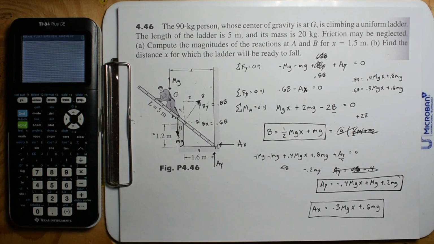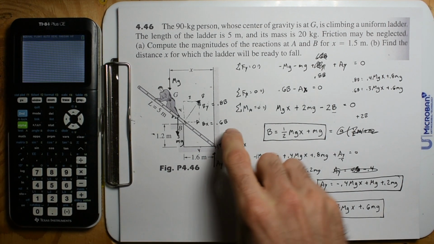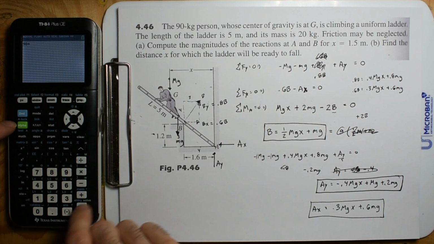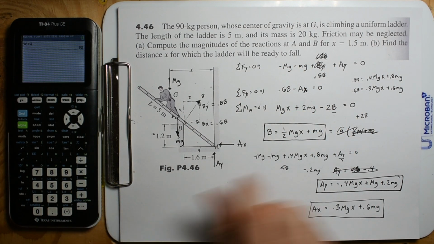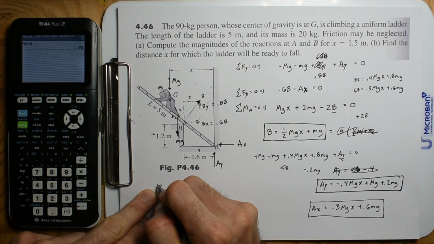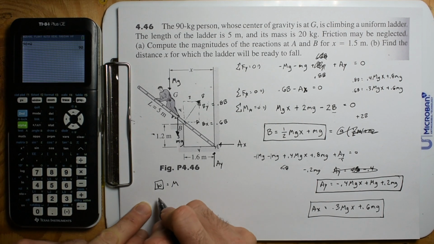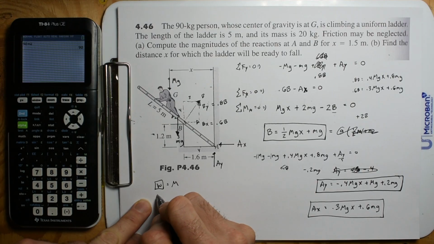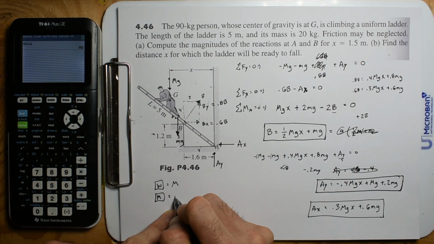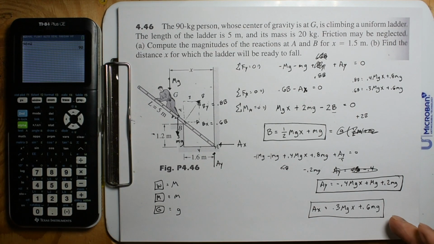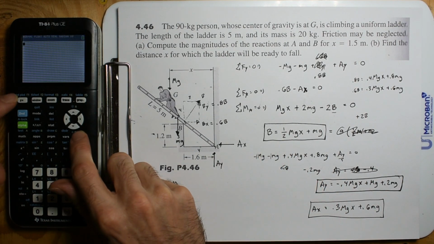All right, changed batteries. We're back. So the guy's weight we're going to put in as 90, stored as alpha W. For this, W in my calculator is going to be that mass M. M in my calculator is going to be the little m. G is going to be the gravity. And I think that's it. And x is our variable.